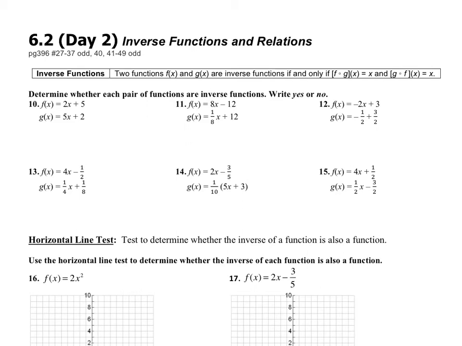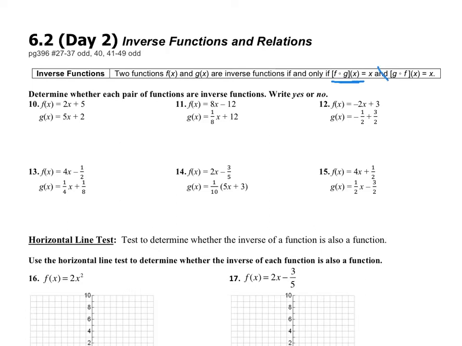In the first part of lesson 6.2, you were given a function and you had to find the inverse. In this part, you're going to be given two functions and you're going to have to figure out if they are inverses of each other. So the way you do that, you find f compose g of x. So you find the composition function, and if that equals x, then the two functions are inverses of each other.